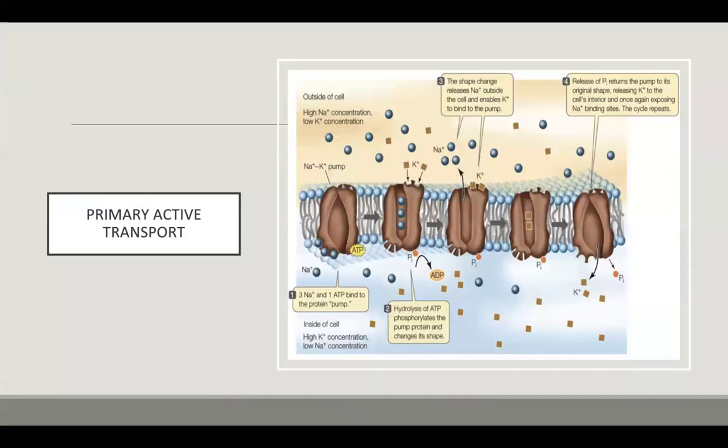So primary active transport. Here we're going to talk about ATP being used as a source of energy, particularly the sodium-potassium pump, which, as I mentioned previously, is an antiporter. Here, a concentration gradient is established. ATP binds to the sodium-potassium pump. Once ATP binds to the sodium-potassium pump, hydrolysis of ATP occurs, where the protein shape is changed. Once the protein shape is changed, sodium is released to the outside of the cell.